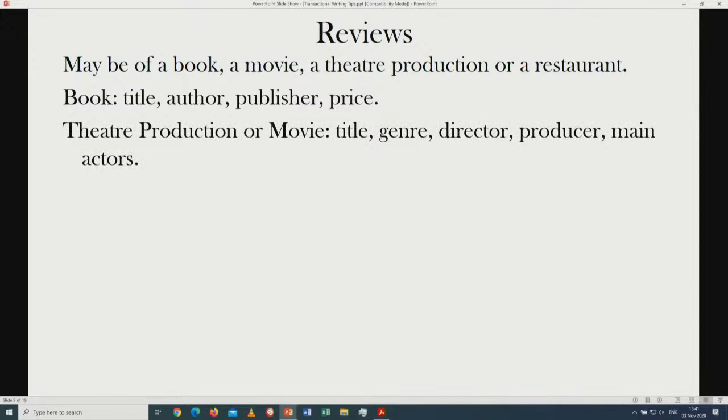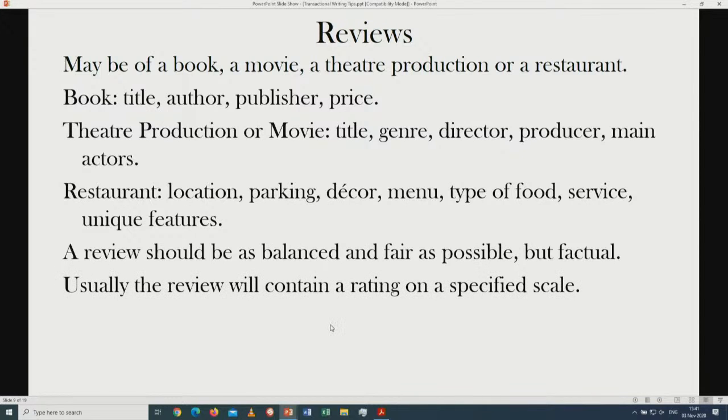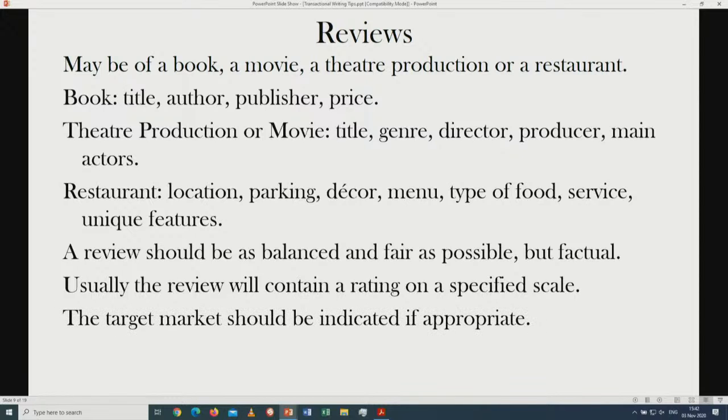But there you've got book, theater production or movie, restaurant, and then of course balanced and fair but factual. And then of course a rating. Normally a movie, for example, will be rated according to up to 5 stars. 5 stars is excellent, don't miss it. 4 stars is really worthwhile, don't miss it. 3 stars is not too bad. 2 stars is mediocre, not really recommended. 1 star is rubbish. So watch out for that. Target market should be indicated if it's appropriate. But as I say, the best thing you can do is to stay away from these.